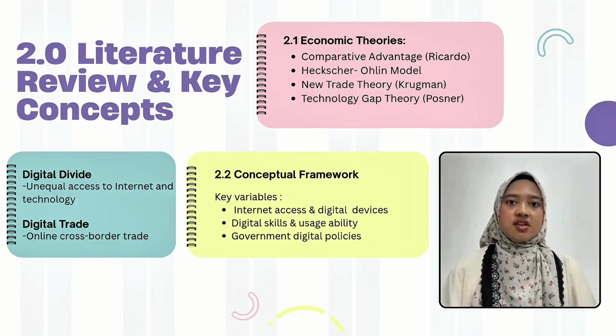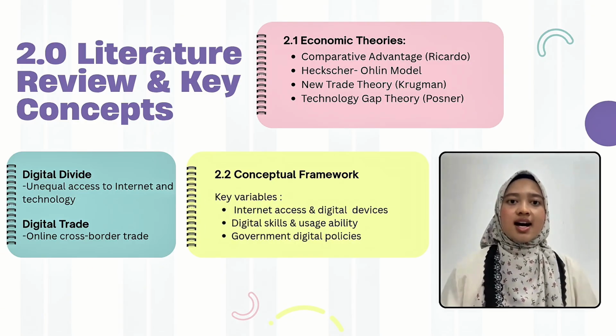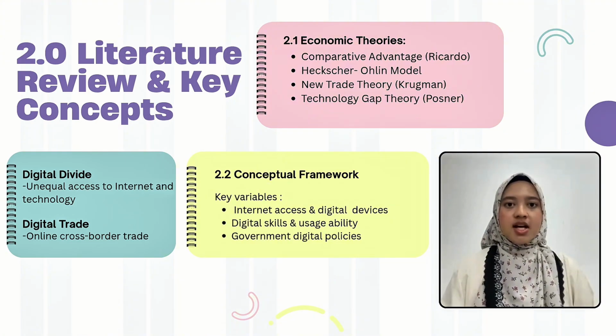Several economic theories support this study. Ricardo's comparative advantage explains how countries specialize in what they produce most efficiently. The Heckscher-Ohlin model highlights how resources and skills influence trade. Krugman's new trade theory explains the importance of large-scale digital networks and platforms. Meanwhile, Posner's technology gap theory explains how technology is first developed in advanced countries and later spreads to developing nations.